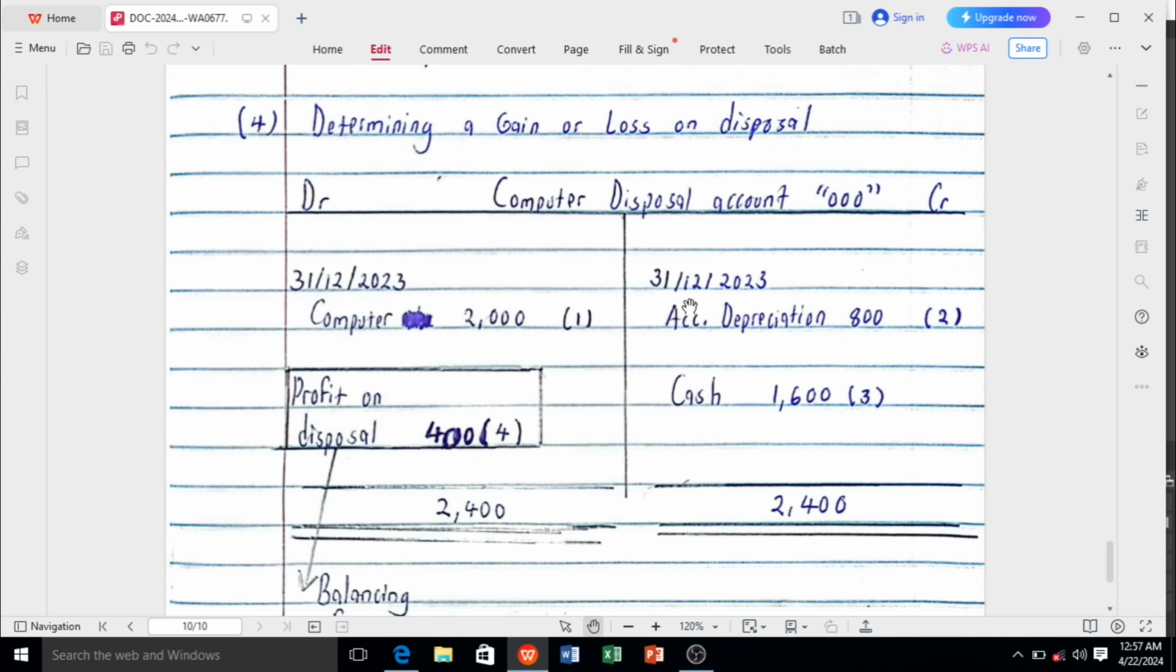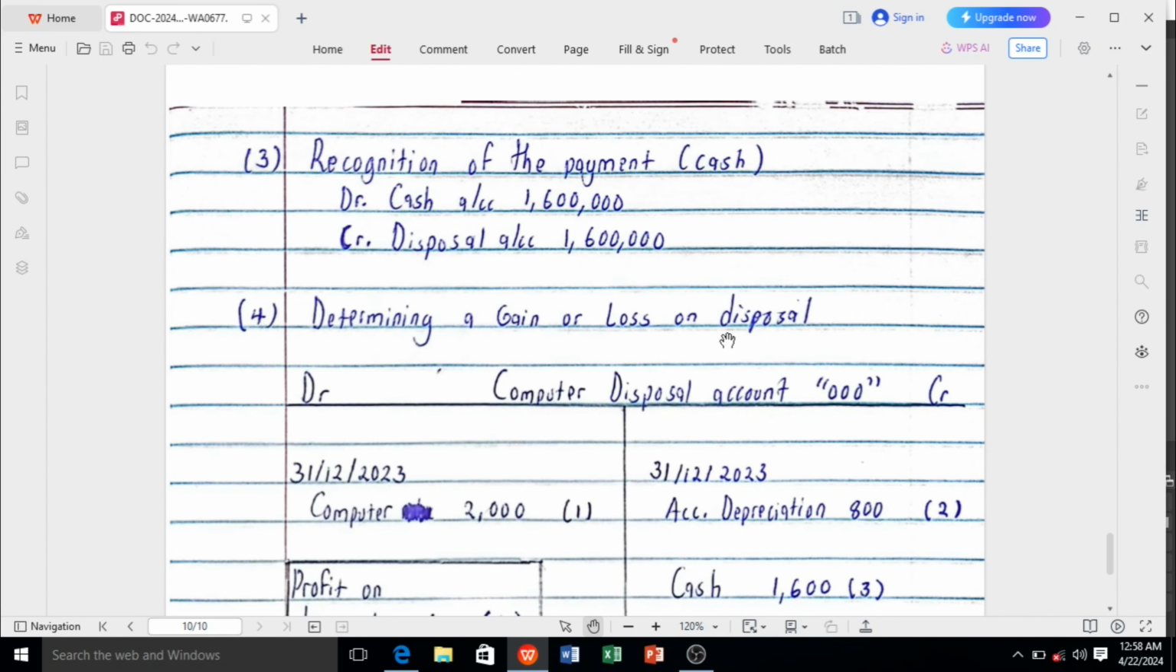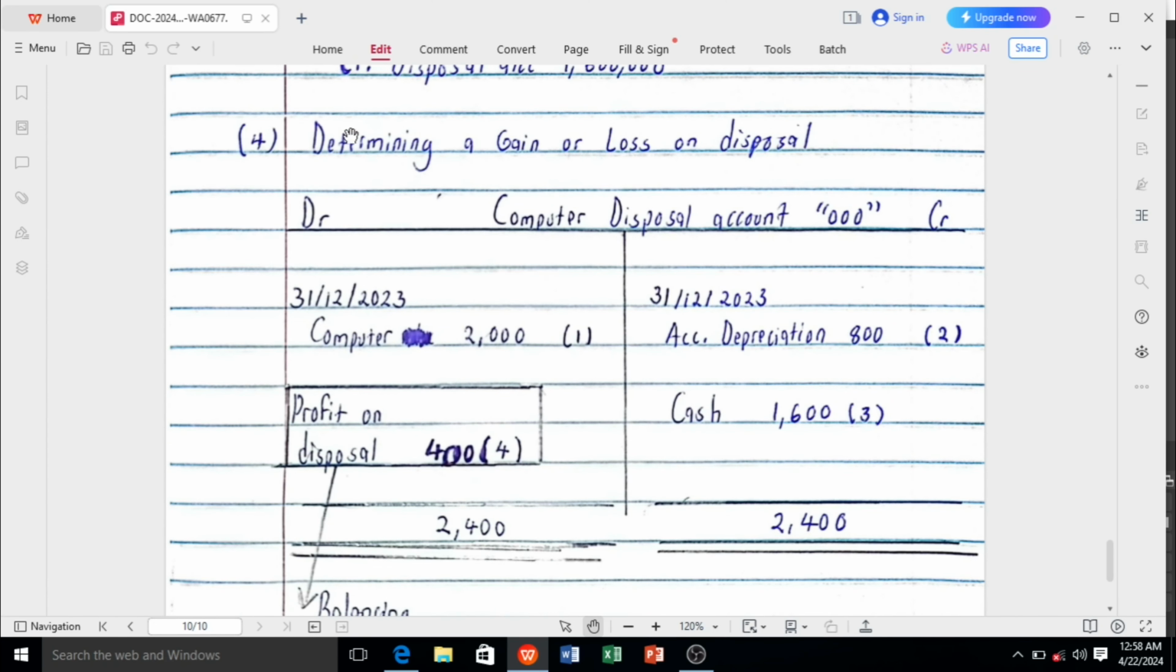You realize that they were saying go on the debit side and put this. Go on the credit side of the disposal account and put the accumulated depreciation. That is per second step. Then third step, go on the credit side of the disposal account and put there the cash that you received, which was 1.6.